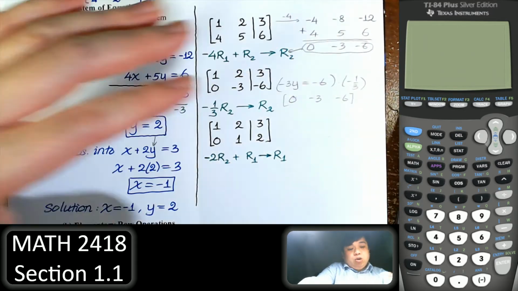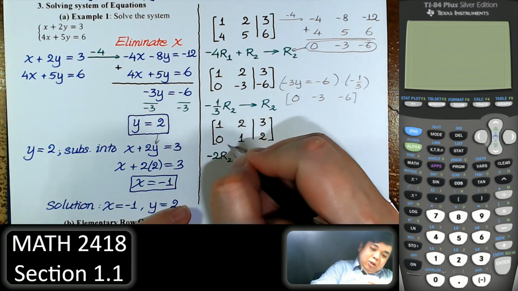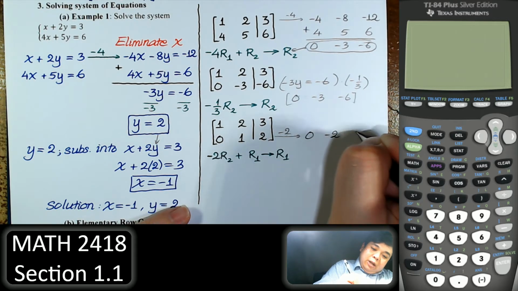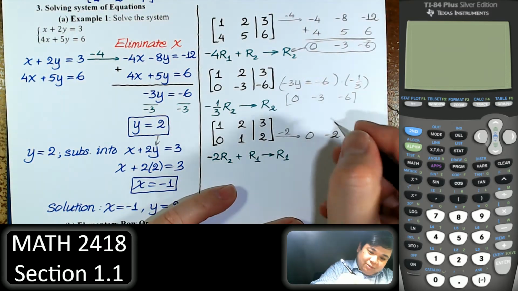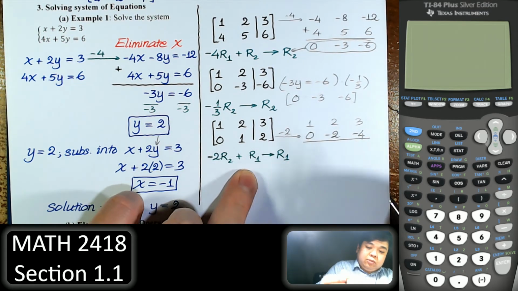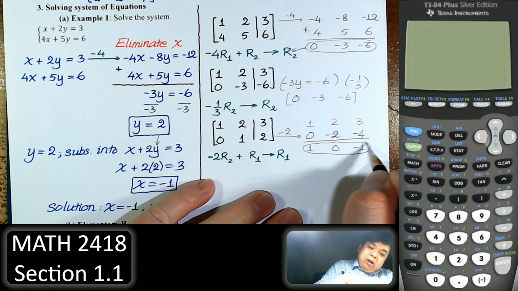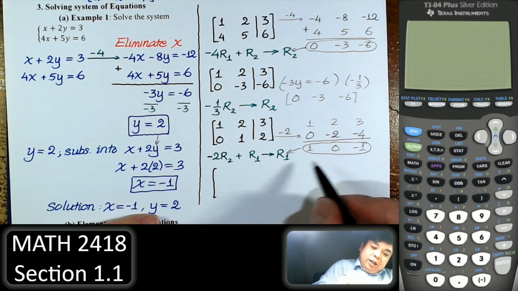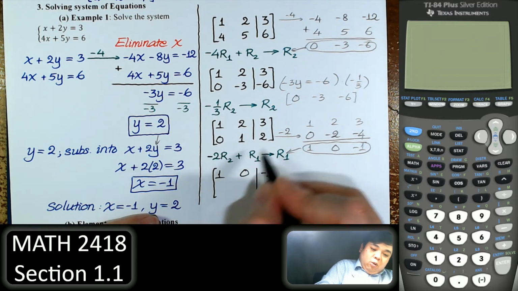It's just the way it works. And of course we can do this on the calculator as well. Right. So negative 2 times row 2 gives us 0, negative 2, and negative 4, sorry. And then add with row 1. That gives us 1, 0, and negative 1. So that will be the new row 1. So when we do that, we'll have new row 1: 1, 0, negative 1. And then row 2 will be unchanged.